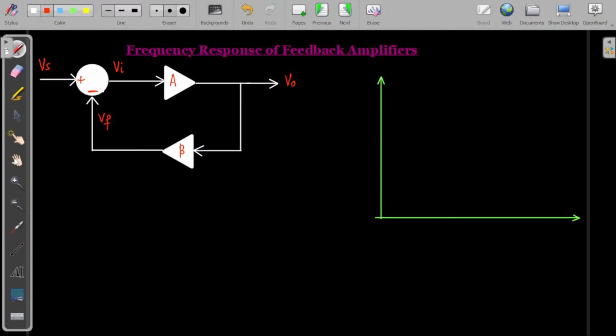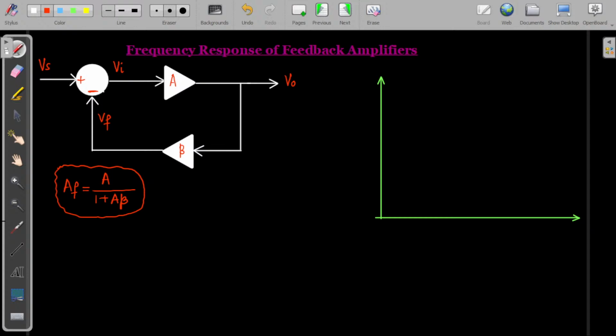Okay, so if it is negative feedback, then what will be the gain of the total amplifier? So gain of the total amplifier will be equal to A by, since we have used the negative feedback, so here it will be A plus A beta. So this is the gain of the feedback amplifier, total gain using negative feedback.